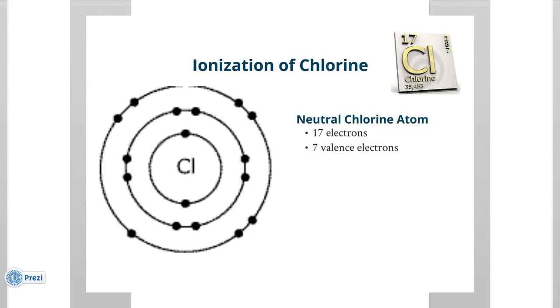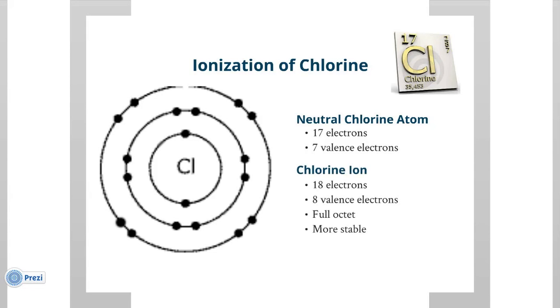Let's take chlorine. Atomic number 17. So the neutral chlorine atom has 17 protons and 17 electrons. And as you can see on the figure to the left, it has 7 valence electrons. But carefully look at that figure. It's going to ionize. It's going to gain an electron, giving it 18 electrons, but more importantly, it's going to give it 8 valence electrons. Therefore, the chlorine ion will have a full octet, which is more stable.